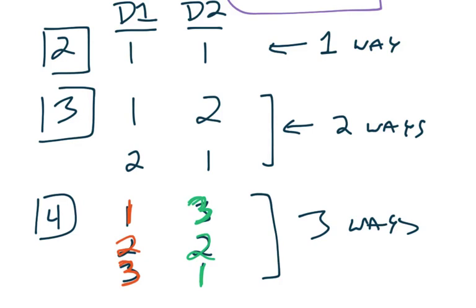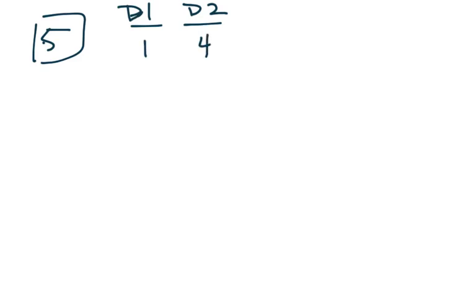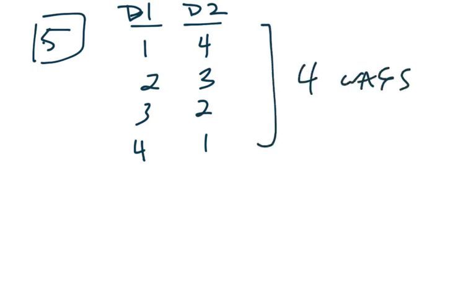And hopefully you can sort of see the pattern, sort of start to guess what the pattern might be, I should say. If we do 5, that might make things clearer. Let's have die 1 and die 2. So die 1 could show 1, 2 could show 4, die 2 could show 2, die 2 could show 3, and now we need the mirror images of all of these. 3 and 2, 4 and 1. And there are 4 ways that this could have occurred.